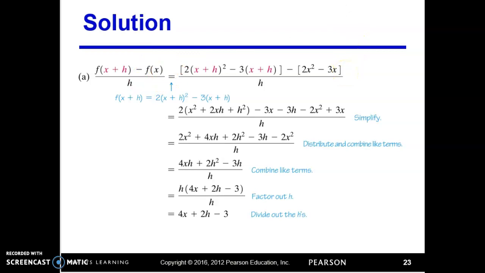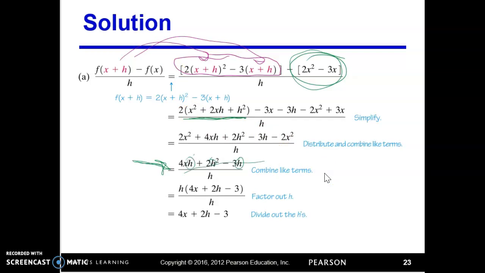So you'll see here, this is the first part. That was my function where I plugged in this x plus h anywhere there was an x. This part that I'm doing in green right here, this was just my normal function that I started with. So then I can go ahead and expand my exponent. Then I combine like terms and I simplify. So then I just keep doing that. So once I'm down to this line right here, I see that every single piece has an h in it. So I go ahead and I factor that h out. Because when I factor that h out, I can cancel it with the denominator. And so then I'm just left with 4x plus 2h minus 3.